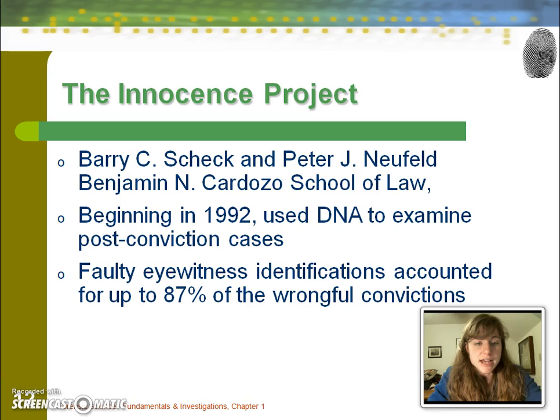So you see the stat here: faulty eyewitness identifications account for up to 87% of wrongful convictions, and that is a staggering number, pointing to wrongful eyewitness identifications in these wrongful convictions. I picked just a single case to kind of make this come alive a little bit more, the work of the Innocence Project. So in 2010, a guy named Barry Gibbs was awarded settlement money from both the city of New York and the state of New York for the wrongful sentence that he was carrying out.